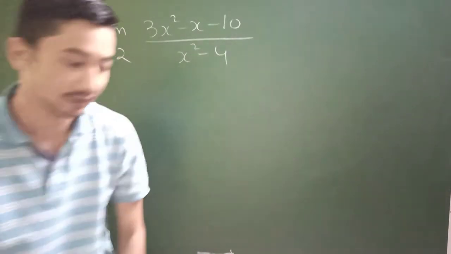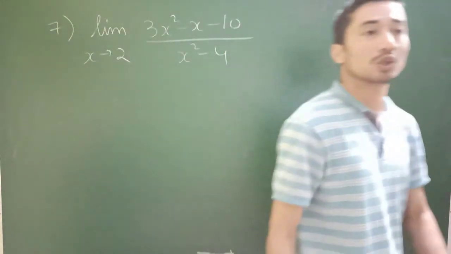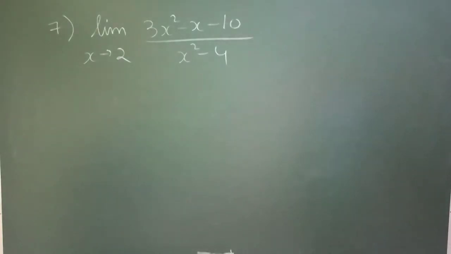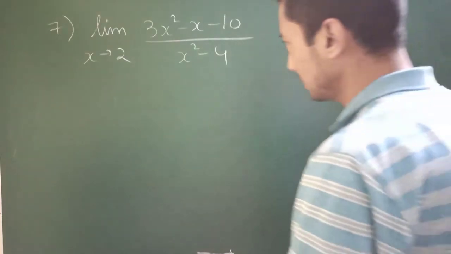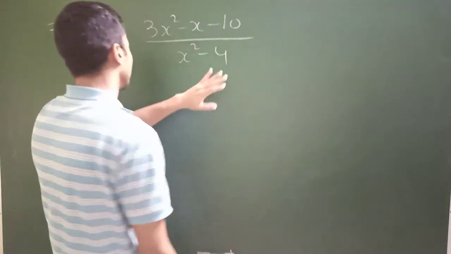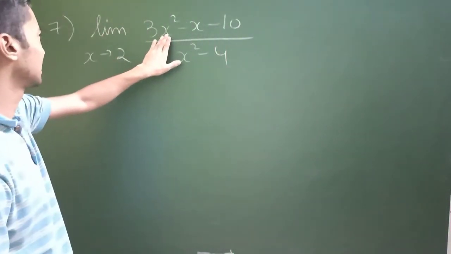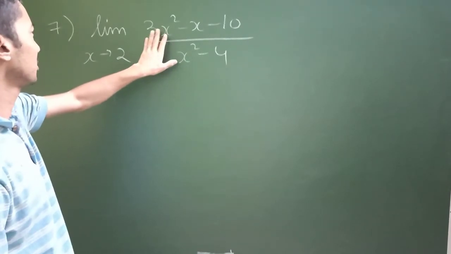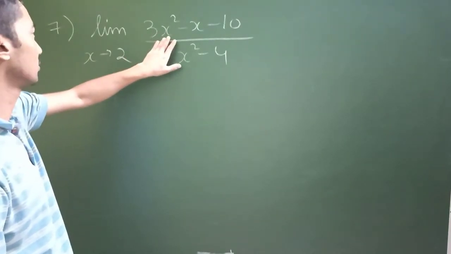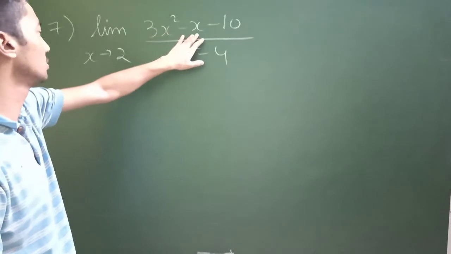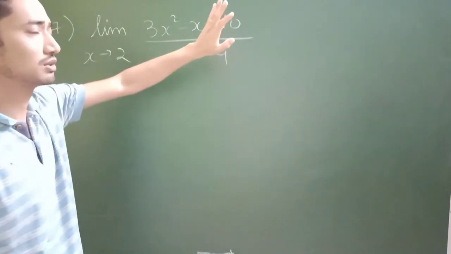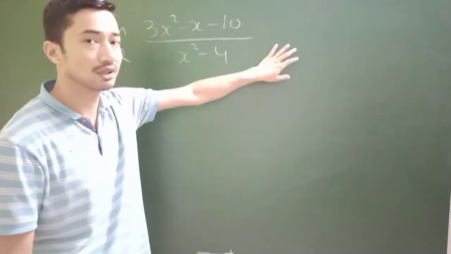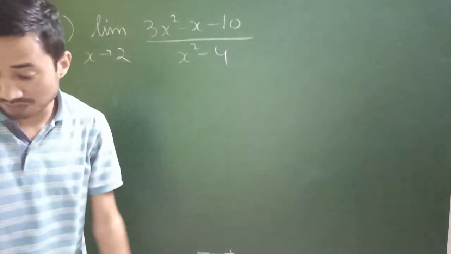Now you check. If I put x equal to 2, would I be getting 0 by 0? Definitely yes, because 2 squared is 4, 3 twos are 6, 6 minus 6 is 0. 2 twos are 4, 3 fours are 12, 12 minus 2 is 10, 10 minus 10 is 0. So here also I'll be getting 0 by 0. So that means I have to first simplify this.